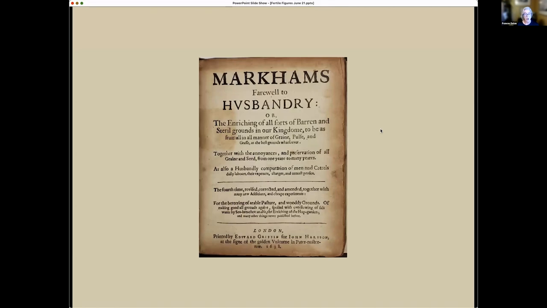Through the judicious use of what might be considered waste, one can defy the tyranny of location. As one of Markham's titles promises, through enrichment, all sorts of barren and sterile grounds in our kingdom can prove to be as fruitful as the best grounds whatsoever. One achieves this by gathering and spreading. Proverbial wisdom described muck as like money. Riches are like muck, which stink in a heap, but spread abroad make the earth fruitful. The heap might stink, but it usually preceded and facilitated the spread.